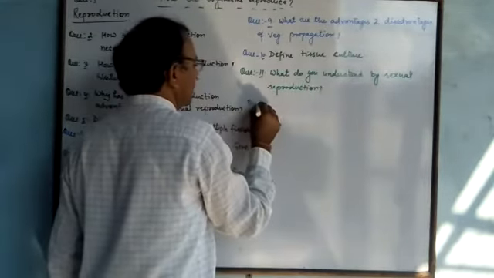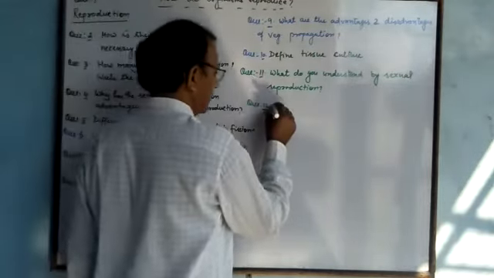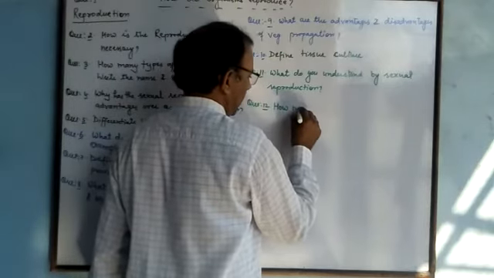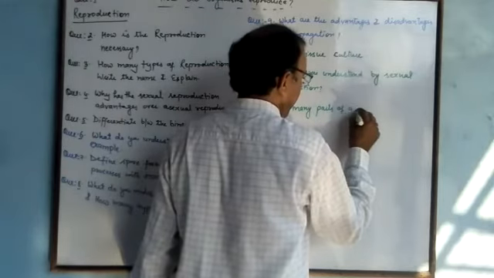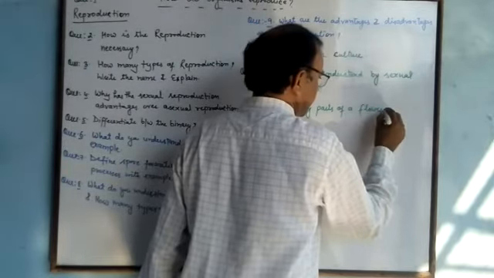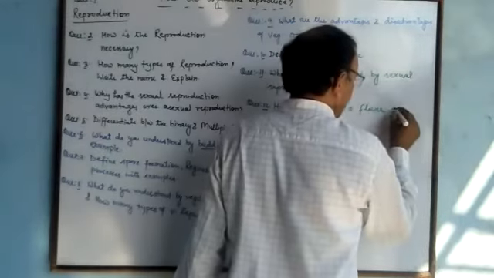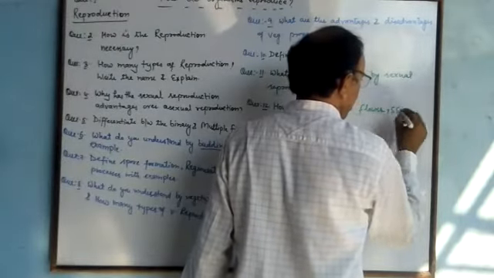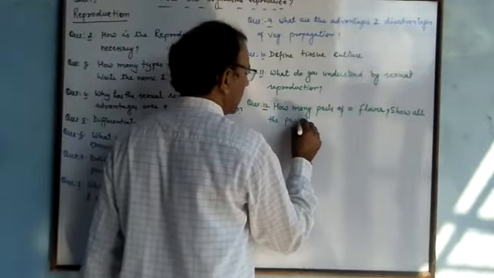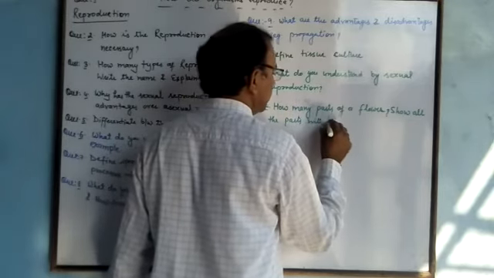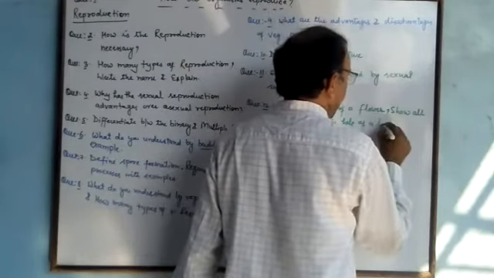And the next question is, how many parts of a flower? Show all the parts with the help of a labeled diagram.